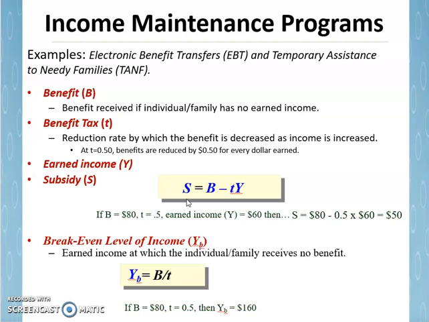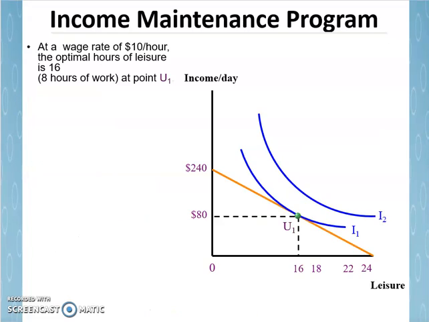Let's see if that works. If we have a benefit of 80 and we subtract 0.5 times 160, well, that's 80. 80 minus 80 is 0. So any income above 160 for this person would lead to 0 subsidy and really no longer qualifying for the income maintenance program. Now let's look at how this income maintenance program works in our model.